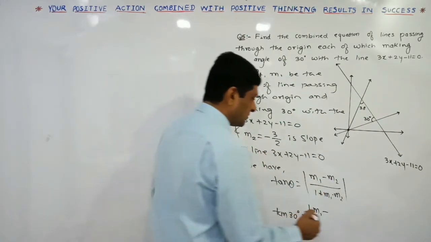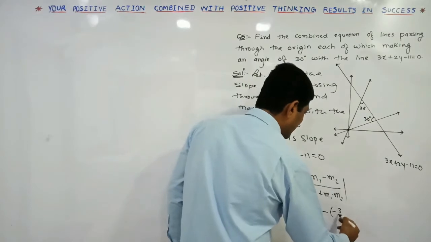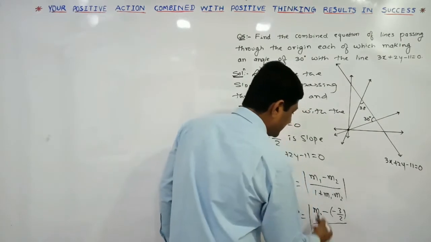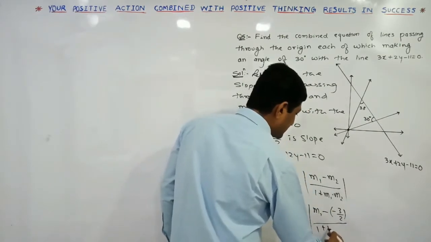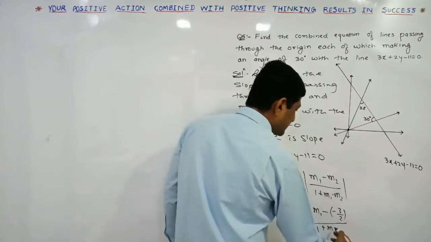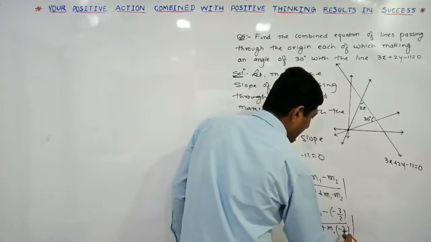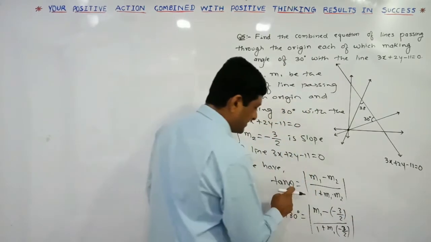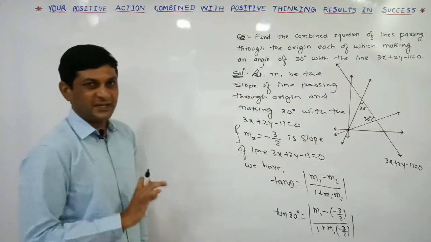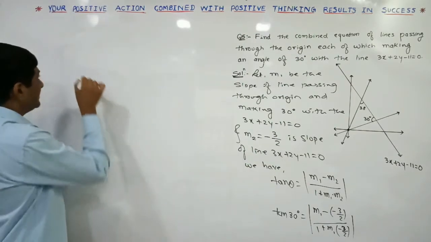What is the value of m2? Minus 3 by 2. So replace m2 by minus 3 by 2. In the denominator, 1 keep it as it is, plus m1 also as it is. Again replace m2 by minus 3 by 2. Just we have substituted the value of m2 here, and here theta we are replacing by 30 degree. Now solve this equation.